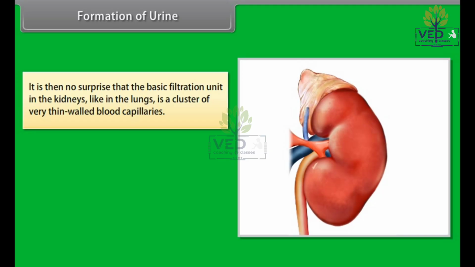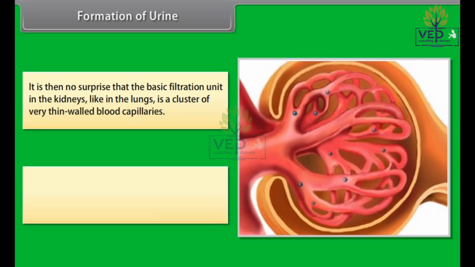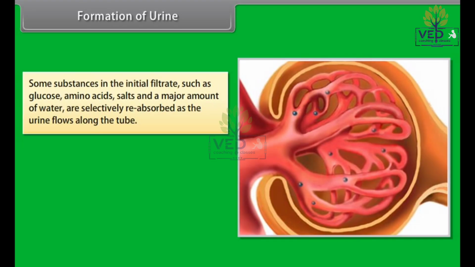It is then no surprise that the basic filtration unit in kidneys, like in the lungs, is a cluster of very thin-walled blood capillaries. Each capillary cluster in the kidney is associated with a cup-shaped end of a tube that collects the filtered urine. Some substances in the initial filtrate, such as glucose, amino acids, salts, and a major amount of water, are selectively reabsorbed as the urine flows along the tube.